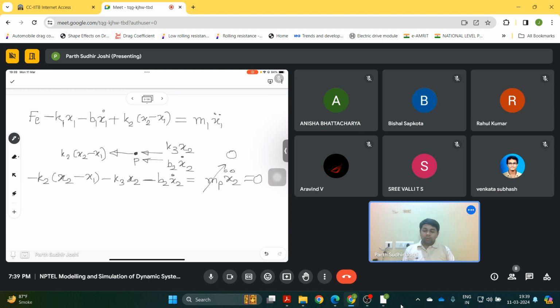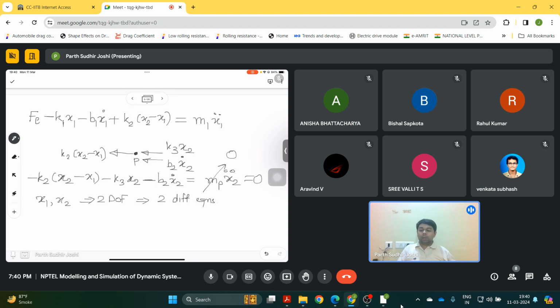So these will be the two equations of motion here. Since we have two variables x1 and x2, these are two degrees of freedom. Therefore we need two differential equations to be able to exactly identify and completely describe the system behavior in terms of x1 and x2. So this was how we get the equations of motion.